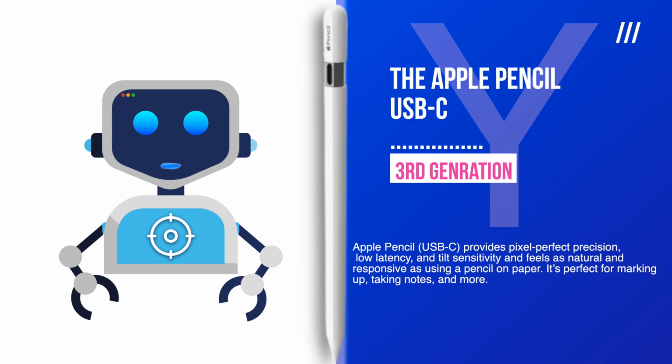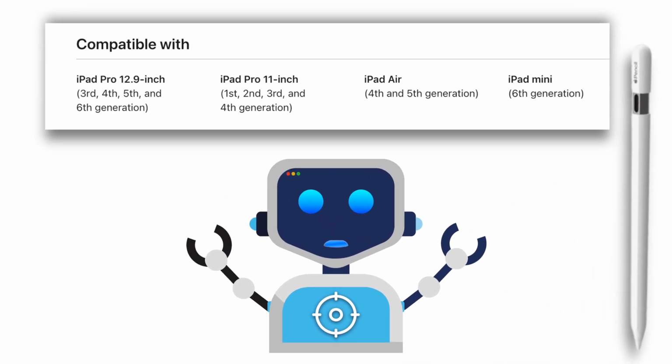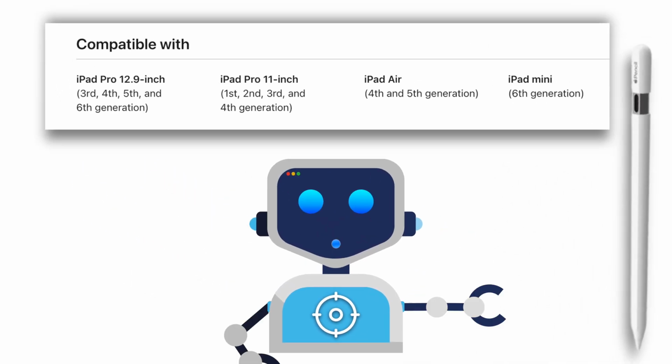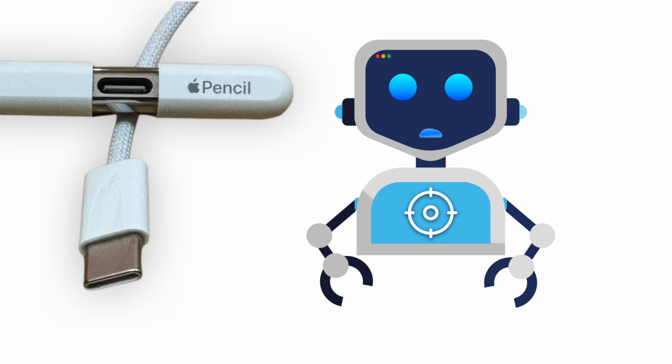Number three, the Apple Pencil, USB-C. The Apple Pencil, USB-C, is new to the market and features a magnetic attachment similar to its newer siblings. But hold your horses. This magnetic miracle just sticks. It does not charge or pair in that manner. You'll still need a dependable USB-C cable for those power-ups.